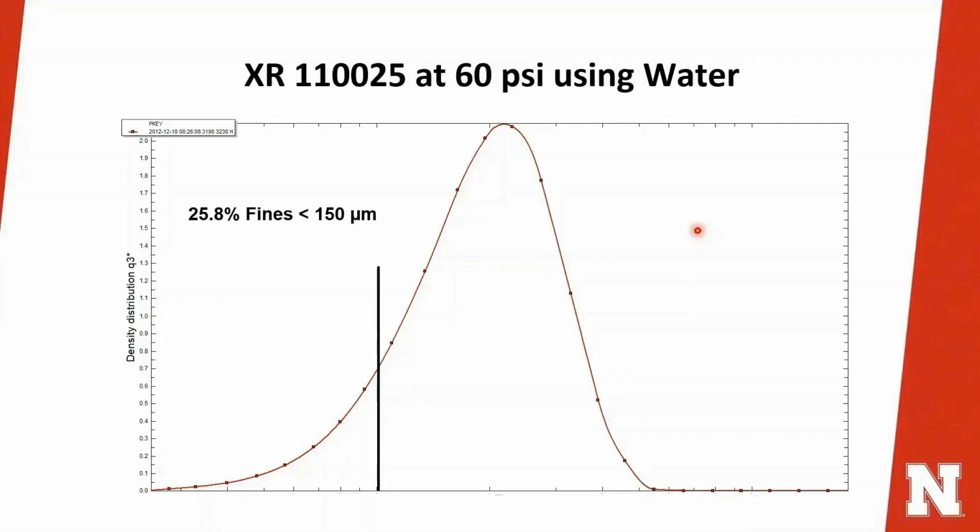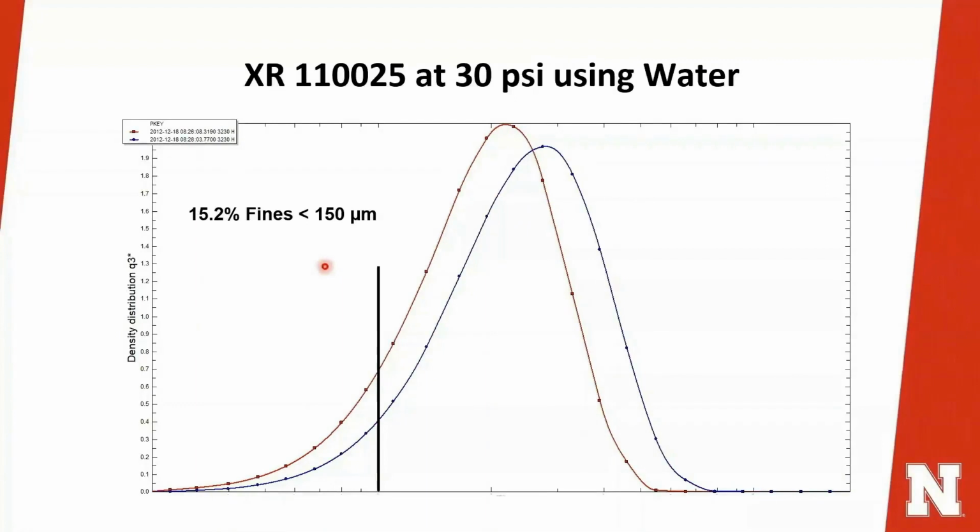First, in this simulation, we started spraying just water with the XR110 025 nozzle at 60 psi, so using a higher pressure, just with water. And when we analyzed this with our laser diffraction system, we found that around 25 to 26% of these droplets were fines, so less than 150 microns. So how can we mitigate that? How can we increase this droplet size?